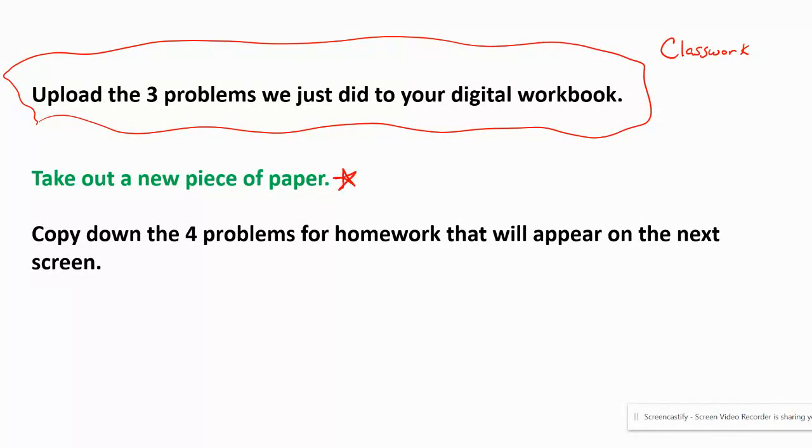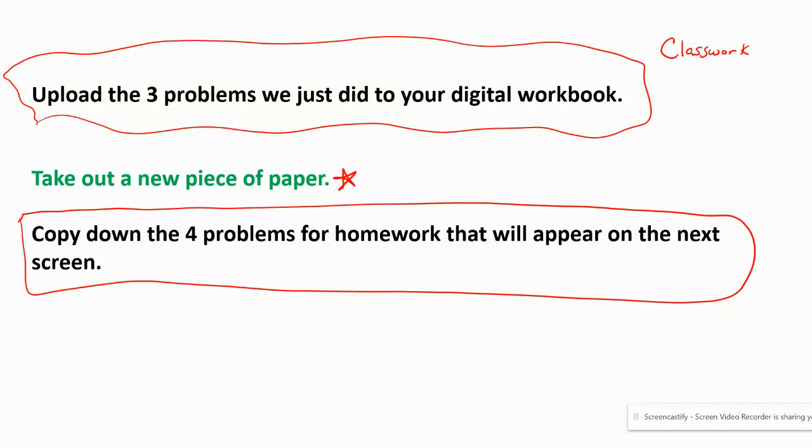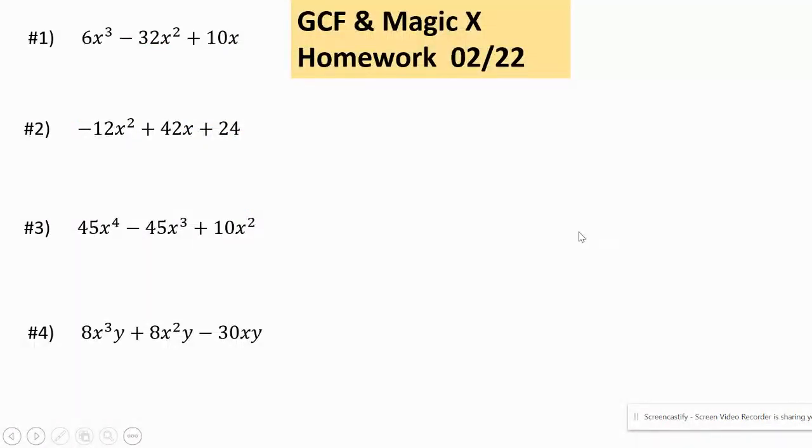And then go ahead and take out a new piece of paper. And on the next screen, there's 4 problems for homework for tonight. And I'll be going over those the next time I see you in class, okay? So you have 2 uploads for today. Here comes the homework. There you go. So these are the 4 problems for the homework for tonight, Monday and Tuesday. And go ahead and hit pause so you can copy those down. Hit pause on the video so that you can copy these down, because I'm going to end the video, okay?